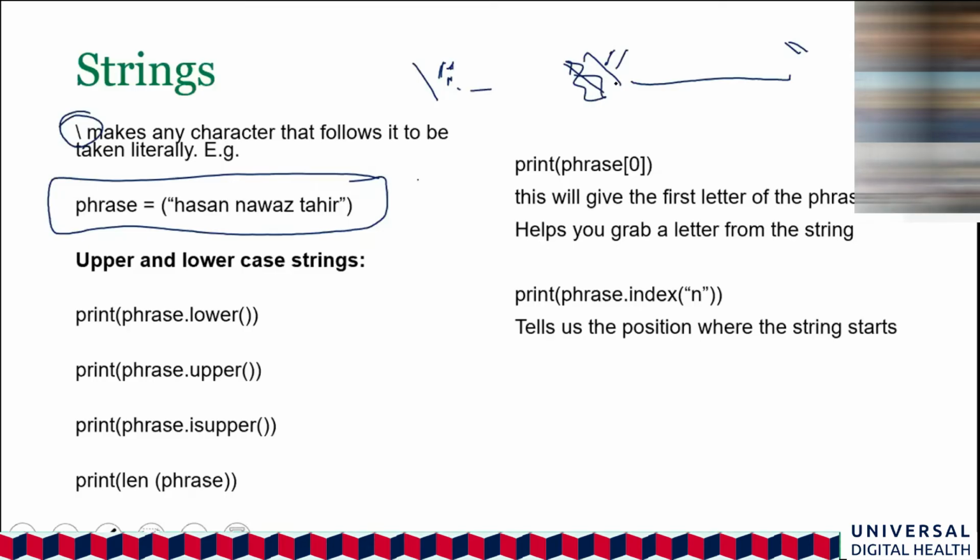Now, the next thing is I want you guys to create a variable and you can name it phrase, or anything you like. I've named it phrase here, it is equal to, and then I've written my whole name, Hassan Nawaz Tahir, in small letters, with opening and closing parentheses, and inside that I have used inverted commas. Now, there are some functions in Python in which you can convert the string into uppercase and lowercase.